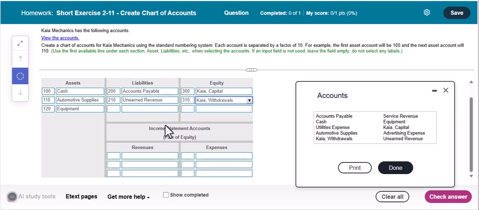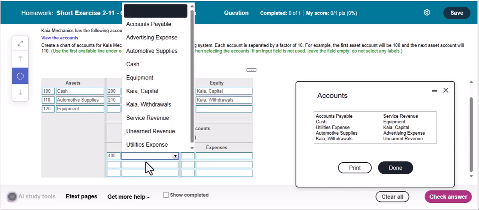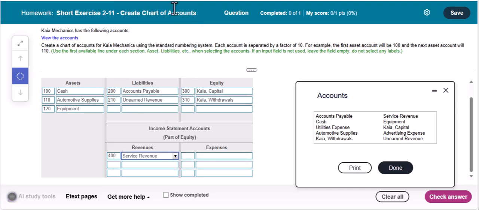And then we're going to move down to revenues here. So let's see how many revenues we have. It looks like we just have service revenue here. So the revenues start with 400. And that is going to be service revenue. And remember, revenues always start with a 4. And then unearned revenue is a liability. So don't put unearned revenue here under the revenue section.